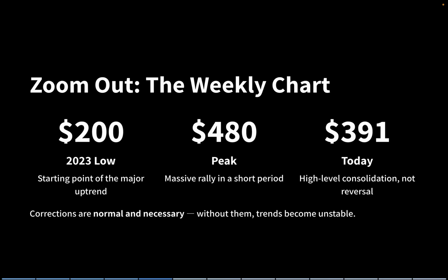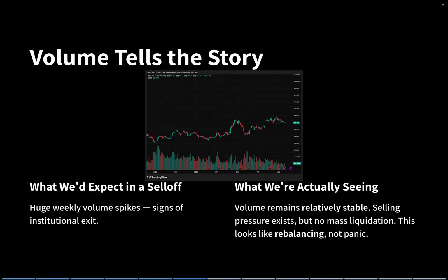So if we look at the weekly chart objectively, what we're seeing right now still looks more like a high-level consolidation rather than a complete trend reversal. Another important clue comes from volume. Volume is extremely useful because it often reveals what larger players are doing. If institutional investors were aggressively exiting Tesla right now, we would likely see huge spikes in volume on the weekly chart, but that's not what the data shows.